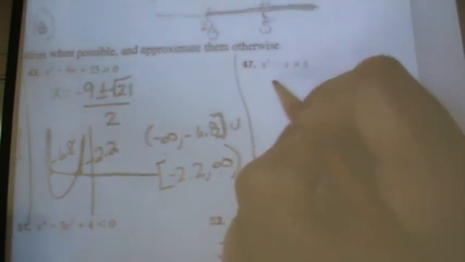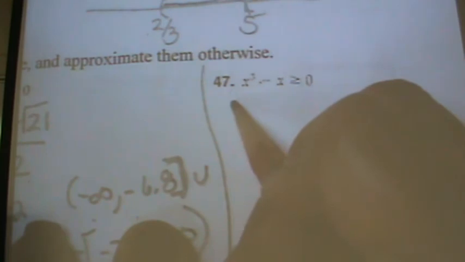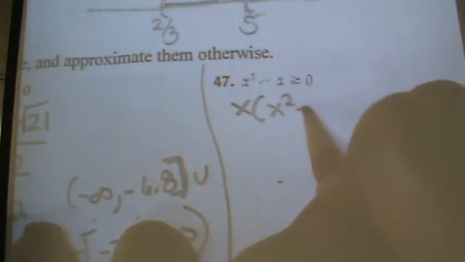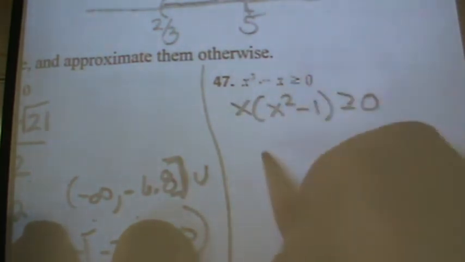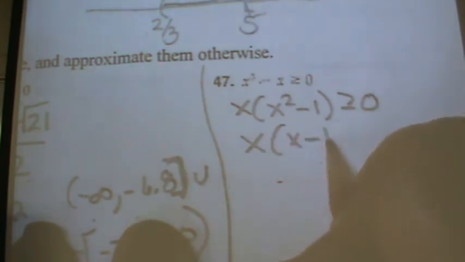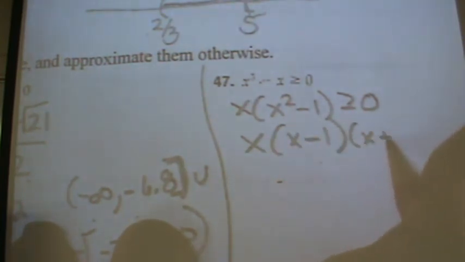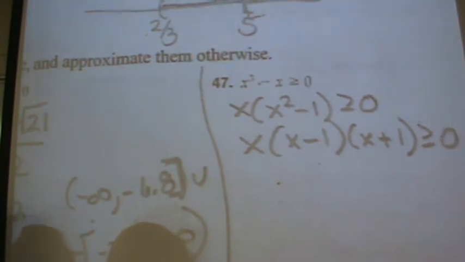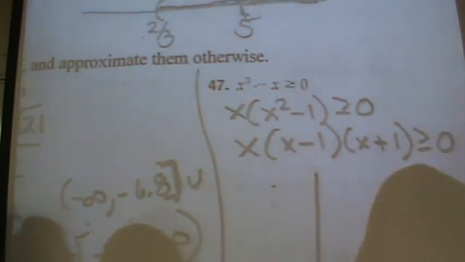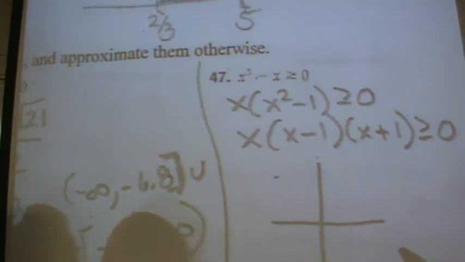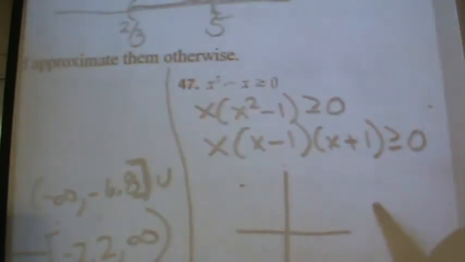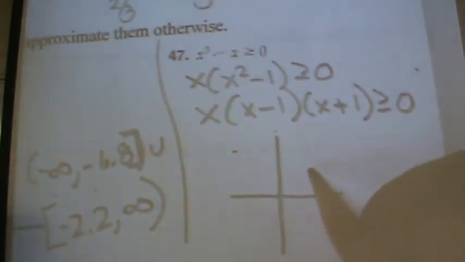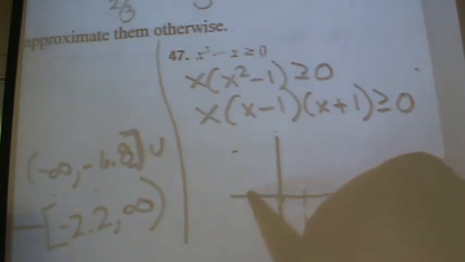For 47, this is x cubed minus x. If you factor out an x, this one's factorable. And you can factor the difference of two perfect squares. Okay, so we learned last year that I'm going to graph it. The right side's going to be going up, and it's going to be going through 1, 0, and negative 1.